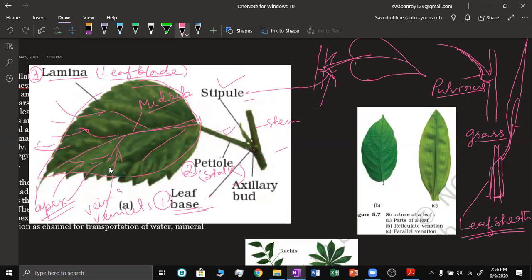So these veins are actually channels. They are made of xylem and phloem, and they help in the transportation of water, minerals, and food synthesized in the leaves, and water coming from the root. Due to these veins, the leaves also become strong, so they provide mechanical support.